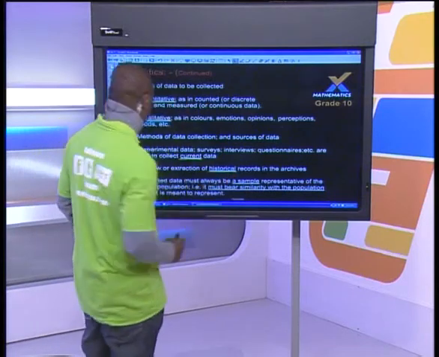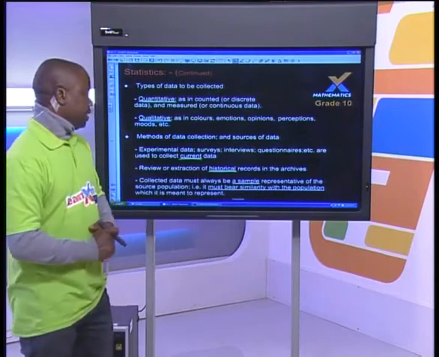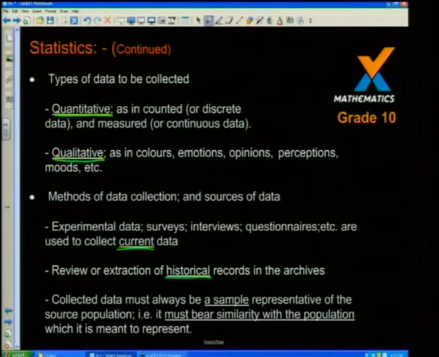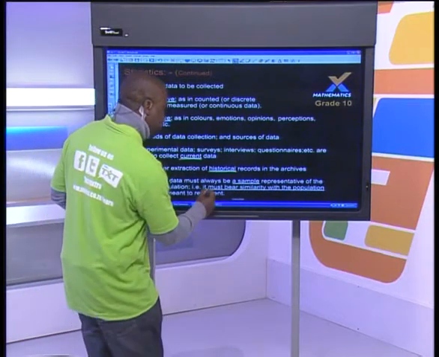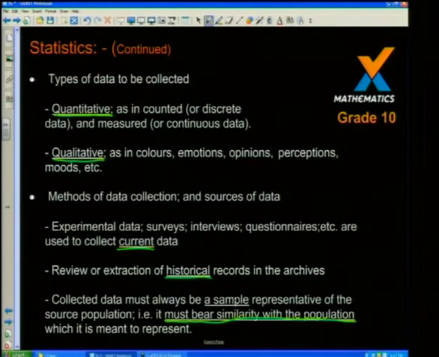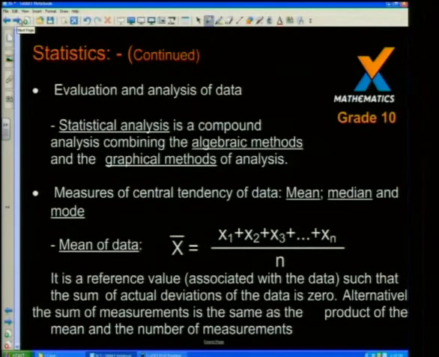All right, historical data. So in the end, that collected data must always be a sample that is representative of the source population. You look at the whole population, and if you just don't have the time or the resources to go and count everyone or measure everything, you then take a sample. So that sample must be representative of the population. That is, it must bear similarity in terms of characteristics with the population which it is meant to represent. All right? If I move on to the next one, like I said, there is going to be a lot of writing. Pen and paper is important.